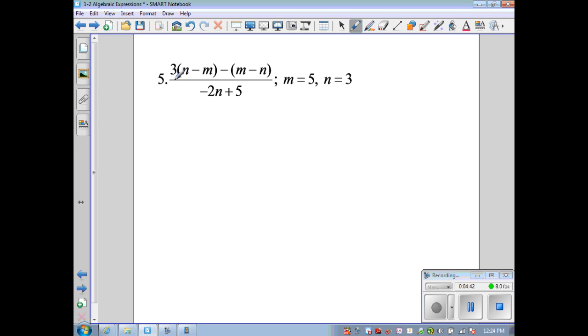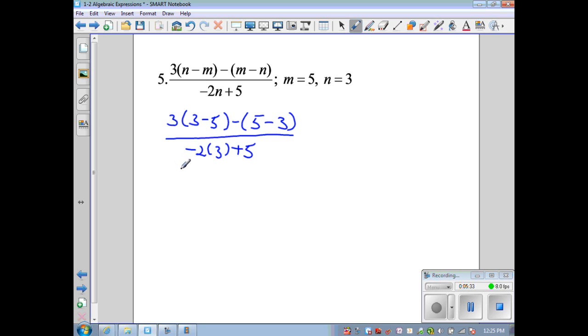Number 5, 3 times the quantity of n minus m, minus the quantity of m minus n, all over negative 2n plus 5. Substituting, 3 times n, which is 3, minus m, which is 5, minus m, which is 5, minus n, which is 3, over negative 2 times n, which is 3, plus 5. Here we can work on the top and bottom of the division symbol.